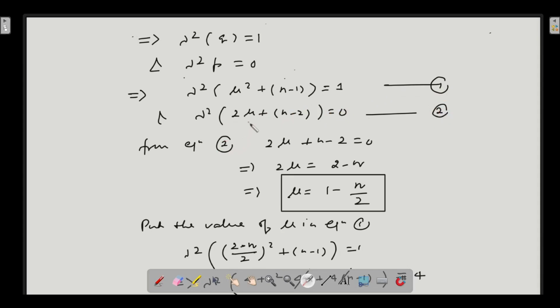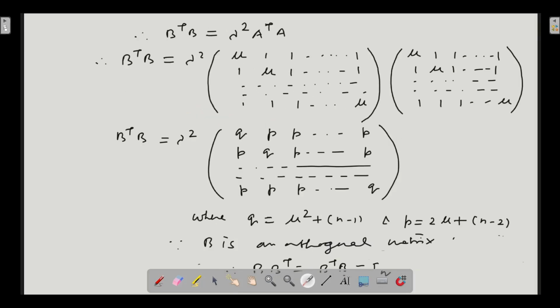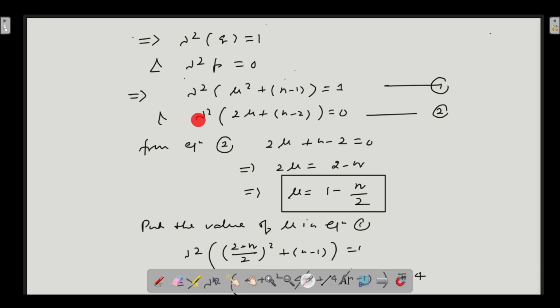From equation 2 one can get 2 mu plus n minus 2 is equal to 0. Why? Because lambda cannot be 0. The product of lambda square and this expression is coming out to be equal to 0, but lambda cannot be 0. Why can it not be 0? Because if lambda is equal to 0 the matrix will vanish. So lambda is not equal to 0, so obviously this expression must be equal to 0.